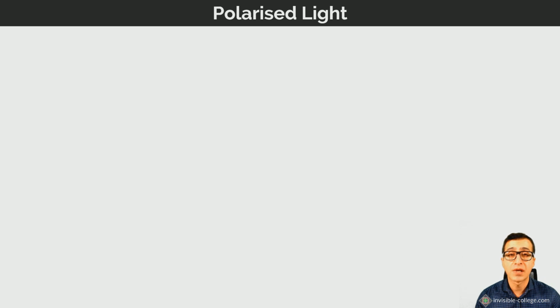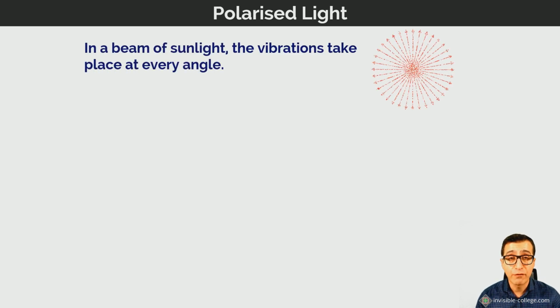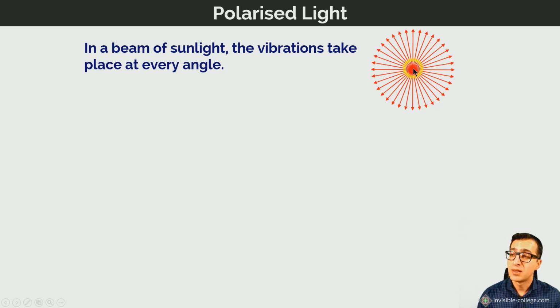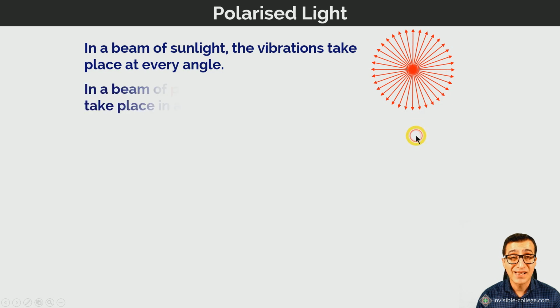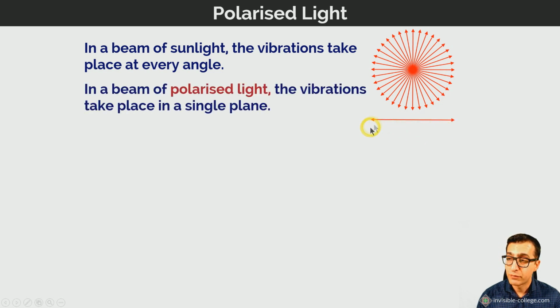So again, in a beam of sunlight, the vibrations take place at every possible angle. If we imagine a beam of sunlight coming directly at us here, then the electromagnetic vibrations, which are the waves of light which transfer the energy, are vibrating at right angles along all possible planes along that beam of light which is traveling towards us. But in a beam of polarized light, the vibrations take place in a single plane only, for example, along this horizontal plane.